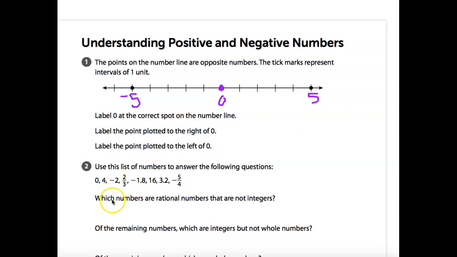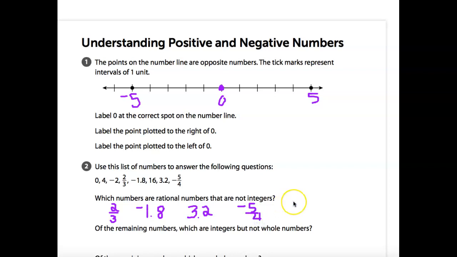Okay, so we're going to put here 2/3. And we're going to put negative 1.8 because 1.8 can be represented as a fraction, 1 and 8/10. All right, 3.2, again, this is representative as 3 and 2/10, so that can be a fraction. And then negative 5/4. Okay, so fractions are not integers.